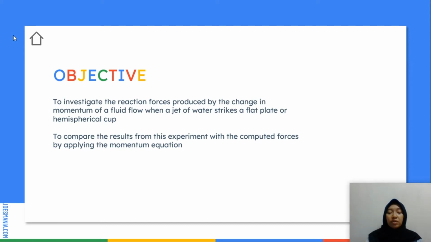For objective, first, to investigate the reaction forces produced by the change in momentum of a fluid flow when a jet of water strikes a flat plate or hemispherical cup. Second, to compare the results from this experiment with the computed forces by applying the momentum equation.